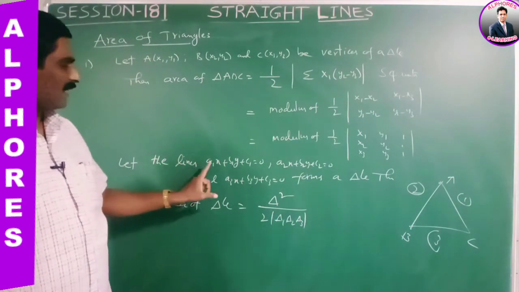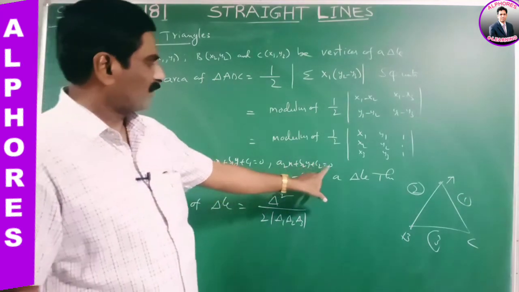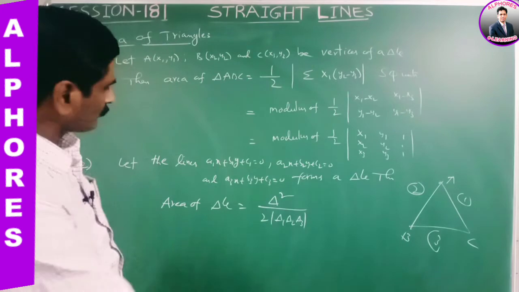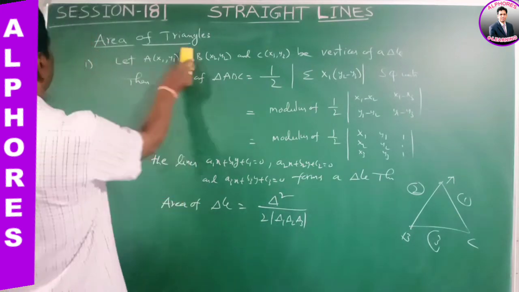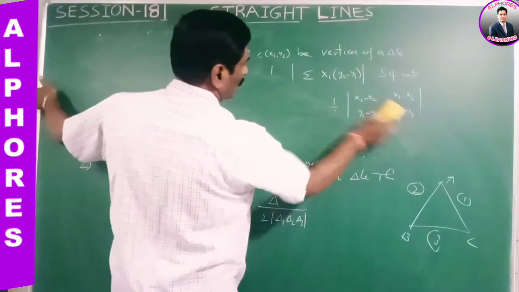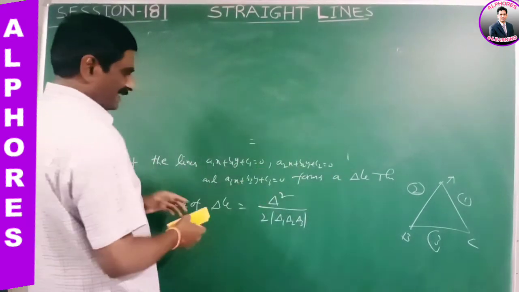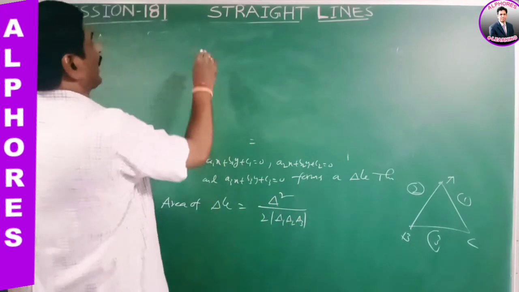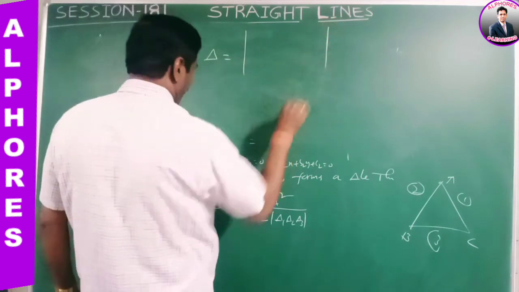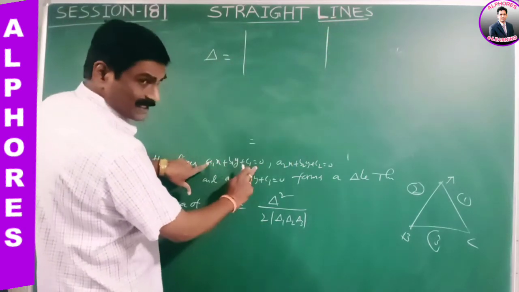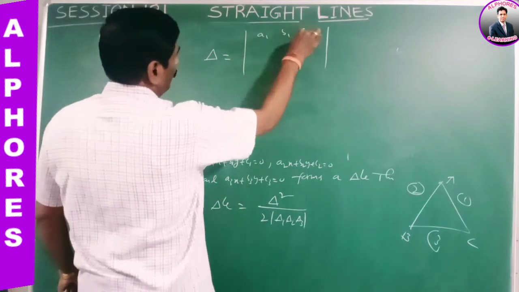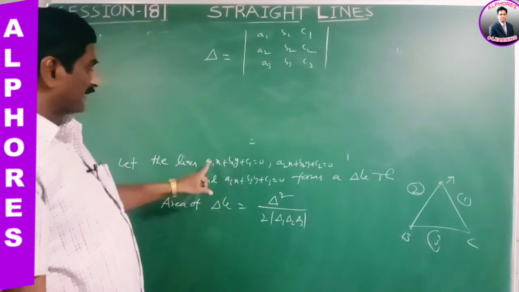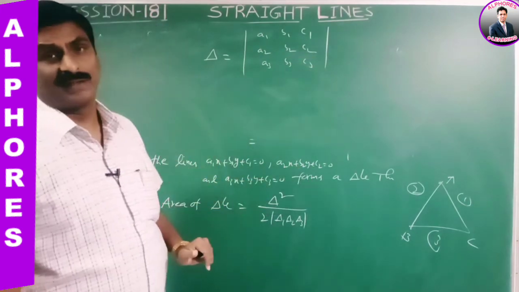Let the lines a1x plus b1y plus c1 is equal to 0, a2x plus b2y plus c2 is equal to 0 and a3x plus b3y plus c3 is equal to 0 form a triangle. Then the area of the triangle is equal to delta square by 2 mod delta 1 into delta 2 into delta 3. What is the value of delta? Delta is nothing but simply the determinant of the coefficients a1, b1, c1, a2, b2, c2, a3, b3, c3, the 3 by 3 determinant value.